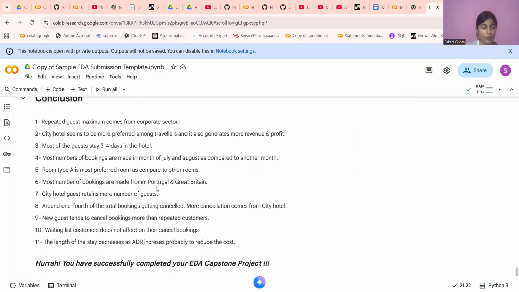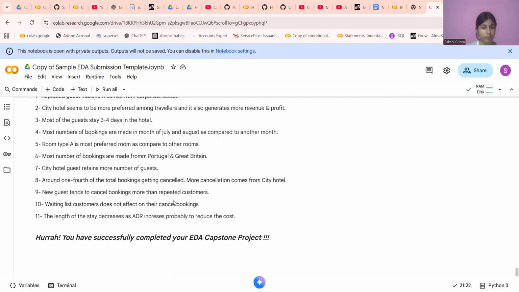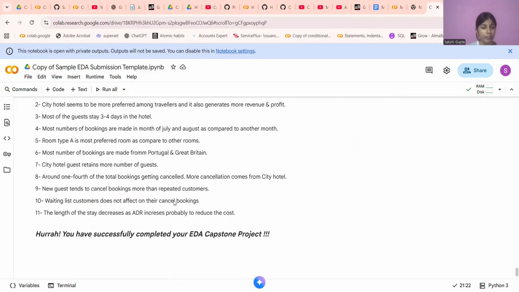Then the last is the conclusion of the project. First, repeat guests mostly come from the corporate sector. Second, city hotels seem to perform better among travelers, and they also generate more revenue and profit. Third, most of the guests stay 3 to 4 days in the hotel. Fourth, most bookings are made in the months of July and August as compared to other months. Fifth, room type A is the most preferred room as compared to the other rooms. Sixth, most bookings are made from Great Britain.